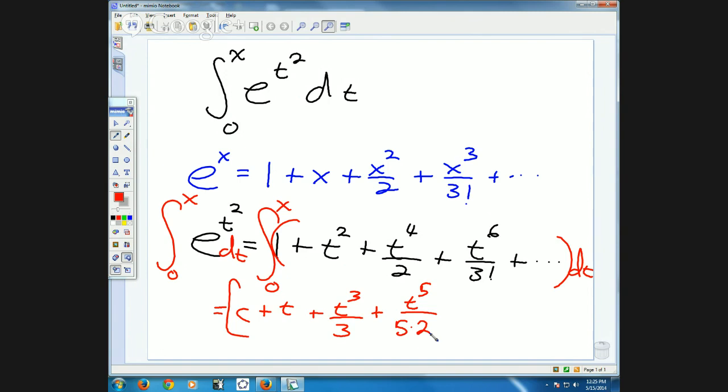You know how we were looking for a pattern with the square root? It helped me to find a pattern by not multiplying things together, to see where those numbers came from. I was hoping that would help me generate a pattern, and sometimes it does. What's next? t to the 7th over 7 times 3 factorial, matching the power. And then it's just going to keep going, and I have to evaluate from 0 to x.